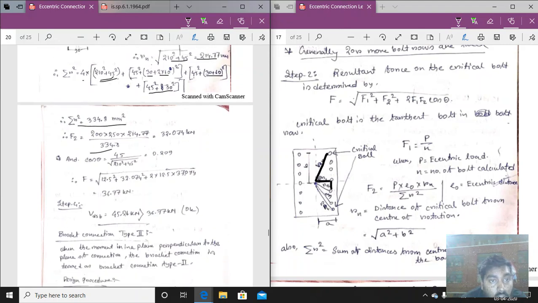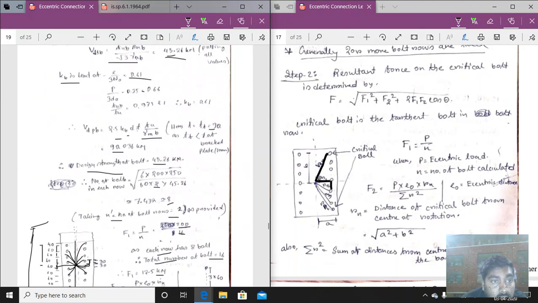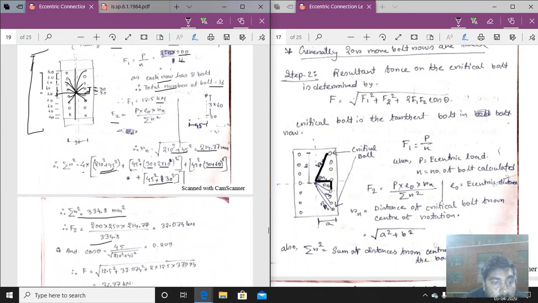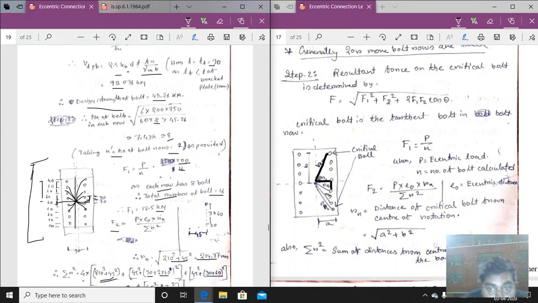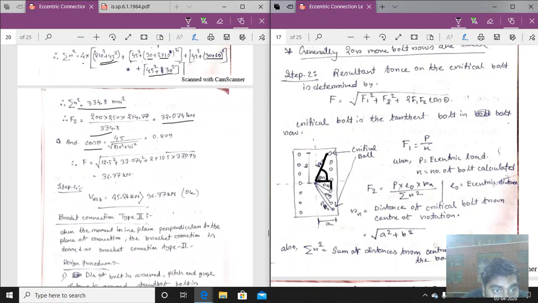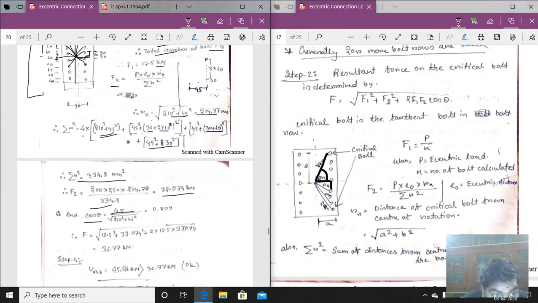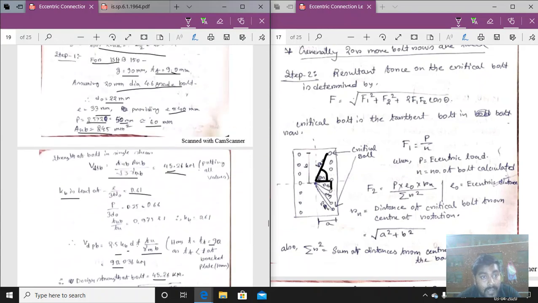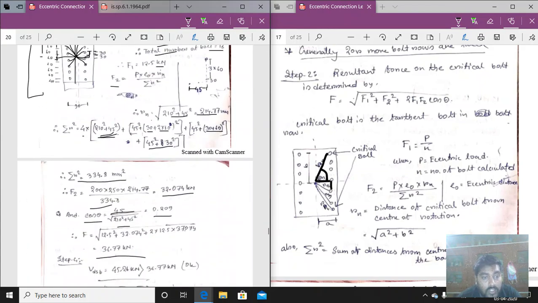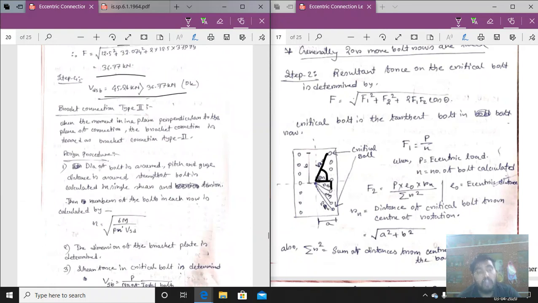So F2 will be equal to, putting all the values of P into E0. E0 is given, 250 mm. So putting all the values of P into E0, we are getting 32.074 kilonewton. So cos theta will be equal to A by Rn, base by hypotenuse, where A is equal to 45 and Rn is that distance. Putting the values, 0.209 is the value we are getting. So F is equal to 36.77 kilonewton. So VDSB we have got is 45.126 kilonewton, which is greater than 36.77 kilonewton. So the design is okay.